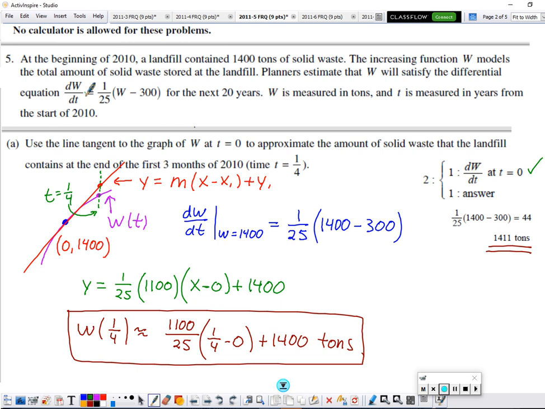All right, I'm going to record you saying that. I'll do my best. Okay, so when they say W satisfies this differential equation, that means that if you take the derivative of W, you will get this.